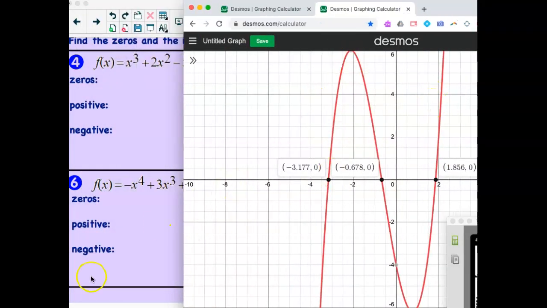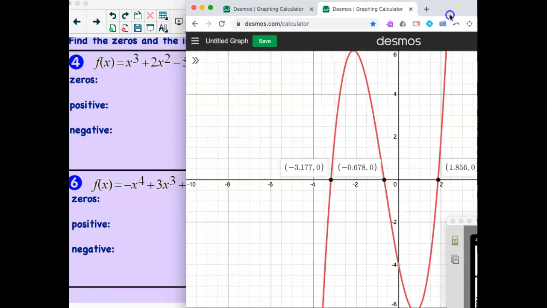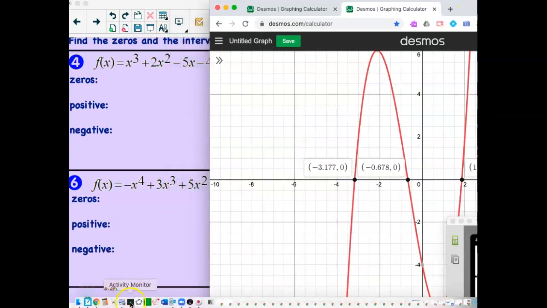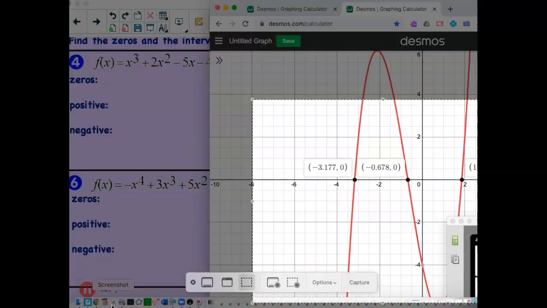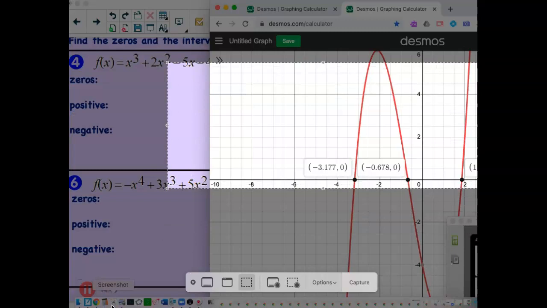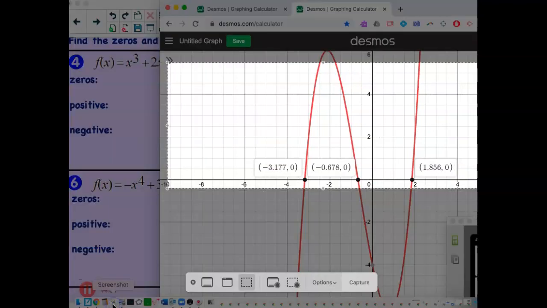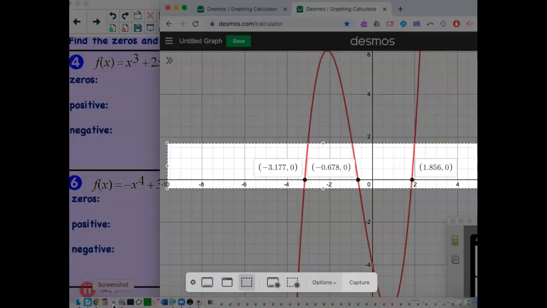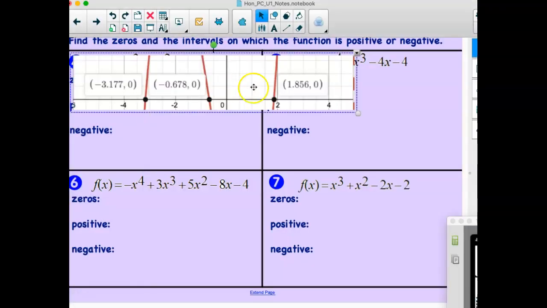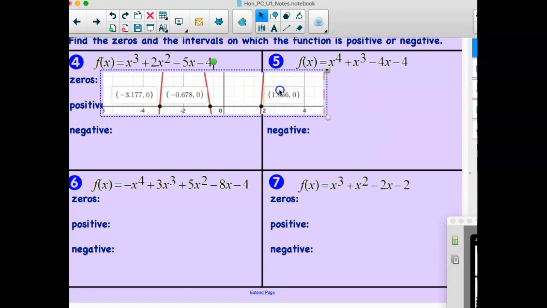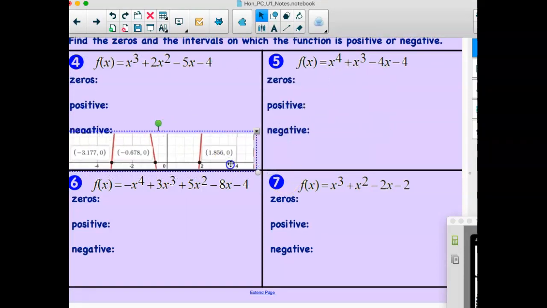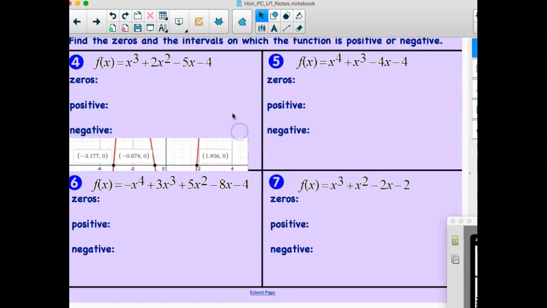Okay, so let me go ahead and take a quick little picture of that and save it over here so it's saved in my notes. And we'll kind of go from there. All right, so there's my x-intercepts for that particular cubic function. And you can kind of see where the function goes from there. So I'll go through this one, and that was pretty simple to do with Desmos, I think.